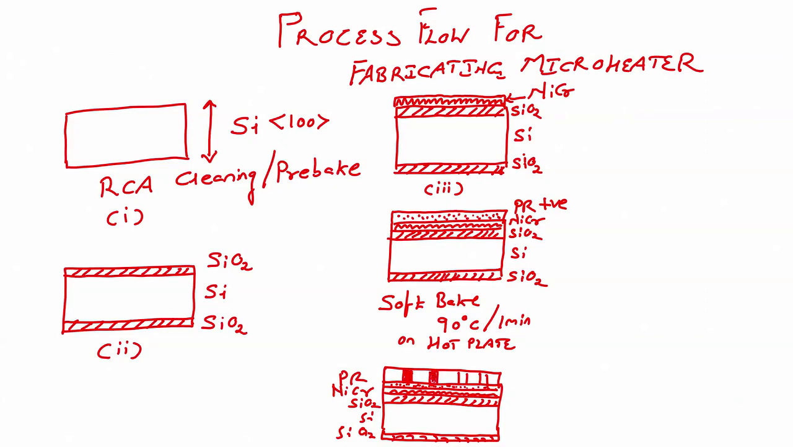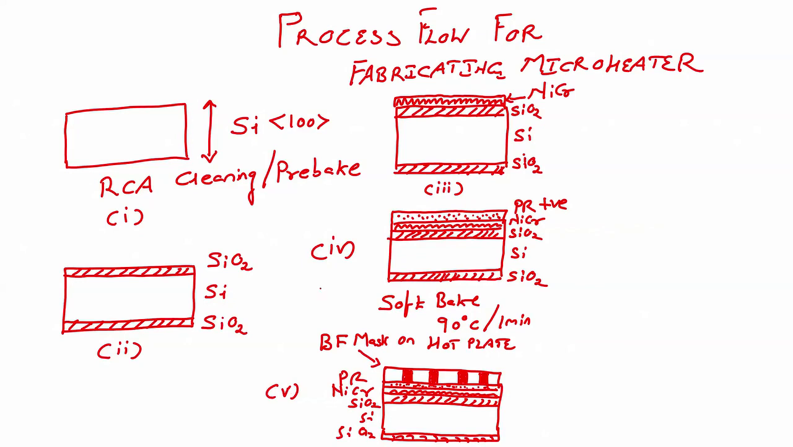What kind of mask is this? I will use a bright field mask. We are using positive photoresist and a bright field mask. After loading the mask and aligning it, I will expose it. So, this is my fourth step, and soft bake will be my fifth.